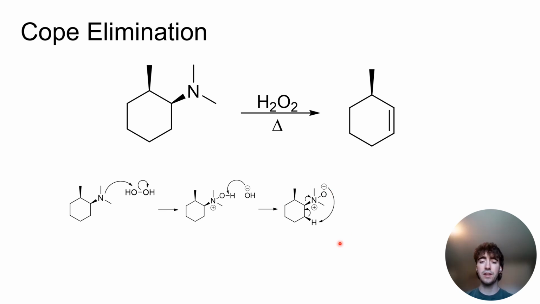Now, it's very important to note that this is a syn elimination where the proton that is being deprotonated is on the same plane of the molecule as the leaving group. So in this case, it's facing towards, and the proton is doing the same. And that's because just like the alkyl ammonium ion, this N oxide is pretty sterically hindered. So because of that, it'll form the Hofmann product and will only take a proton that's on the same plane as it. And then once you take the proton, you get this hydroxylamine and you get the eliminated product.